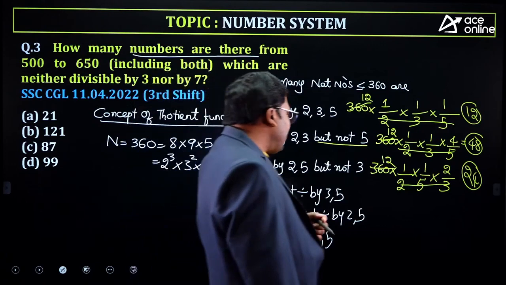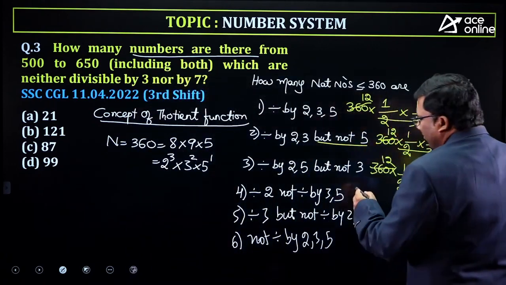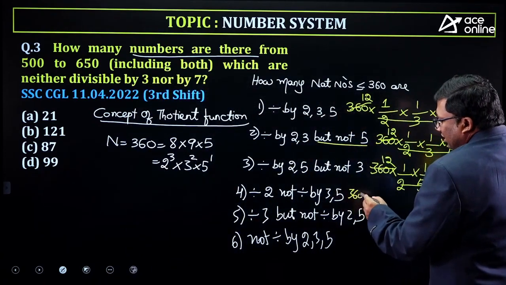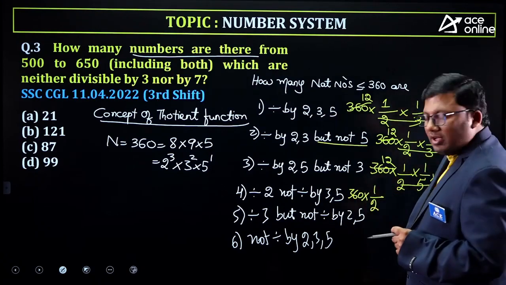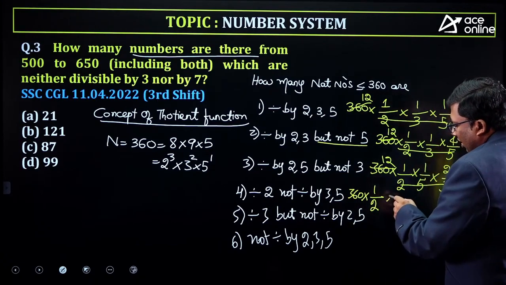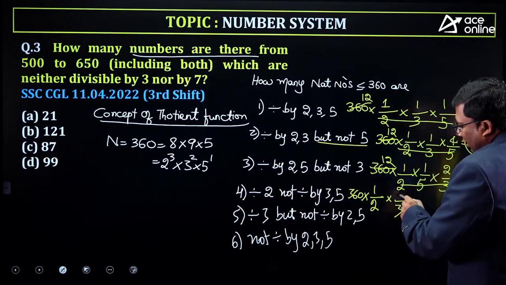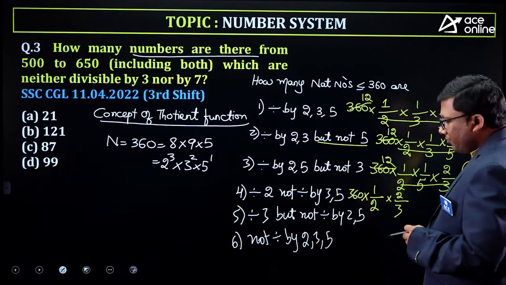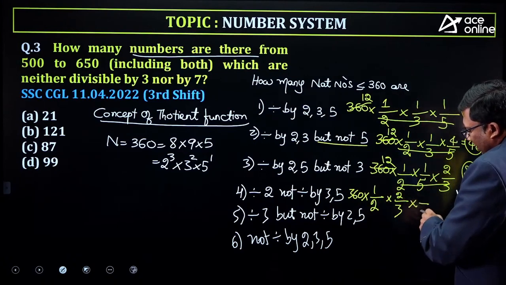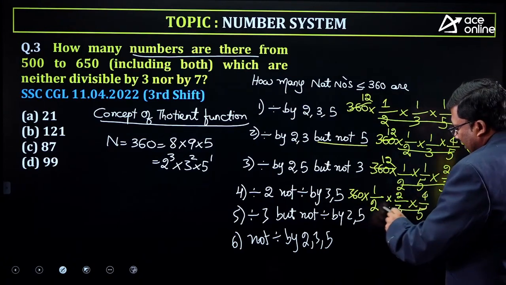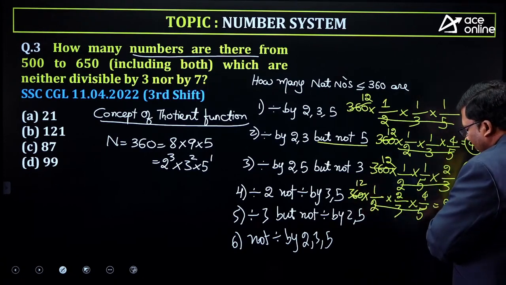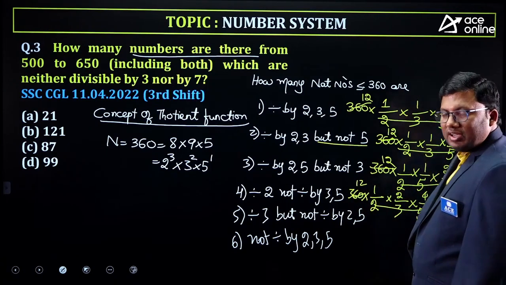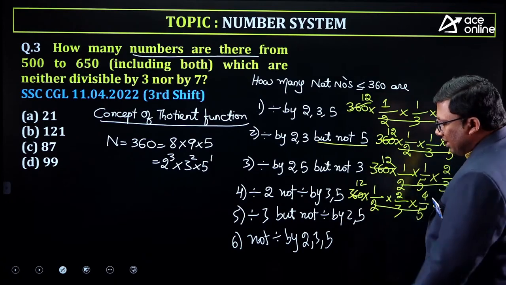Divisible by 2, but not divisible by 3, 5. For every 360 numbers, for every 2 numbers, 1 number is divisible. Not divisible: for every 3, it is 2. For every 5, not divisible it is 4. So 30 12s are 360, 12 8s are 96. I hope you got an idea of all these questions. Let us solve 6th, 7th and 8th.